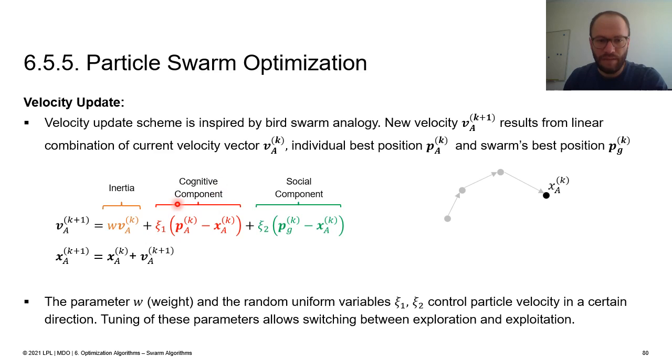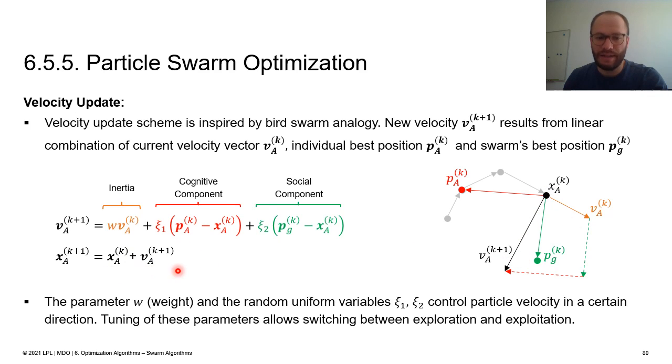Then there is this cognitive component. Here the individual best position compared to the current position is taken into account. And lastly, there's a social component. Here the swarm's best position is taken into account. All of this as a linear combination adds up to the new velocity. You can see it also here on the right side. We have the inertia term of the current position, and we have the cognitive component, which is the best position of the individual so far. And we also have the social component, which is the position of the best swarm position. Out of this, the new velocity is created.